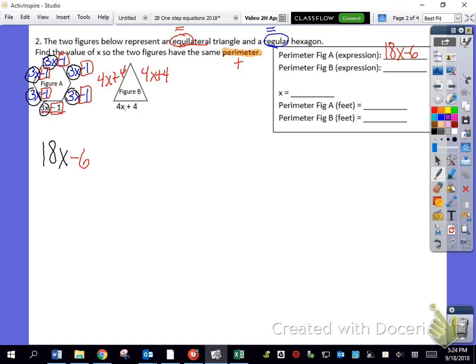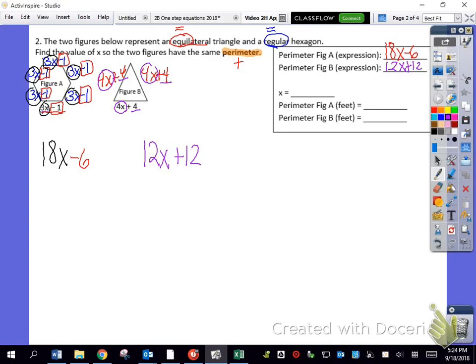On figure B, you got your 4x plus 4x plus 4x. 4 plus 4 plus 4 is 12. So 12x. And then you put together the numbers in the back. 4 plus 4 plus 4, which is also 12. So 12x plus 12. Oops, I said plus 4, sorry about that. Plus 12.